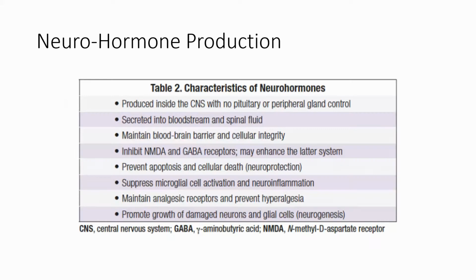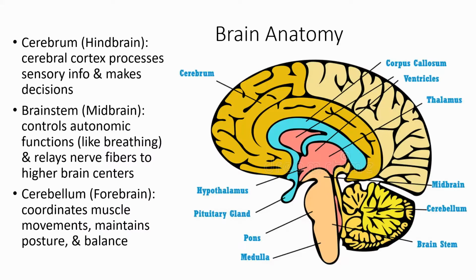So let's talk about the brain. The brain can produce some neurohormones. These will travel through the bloodstream and they'll have an effect elsewhere in the body. The brain has three major sections you can divide it into. The cerebrum. Okay, I misplaced those. The cerebrum is the forebrain.